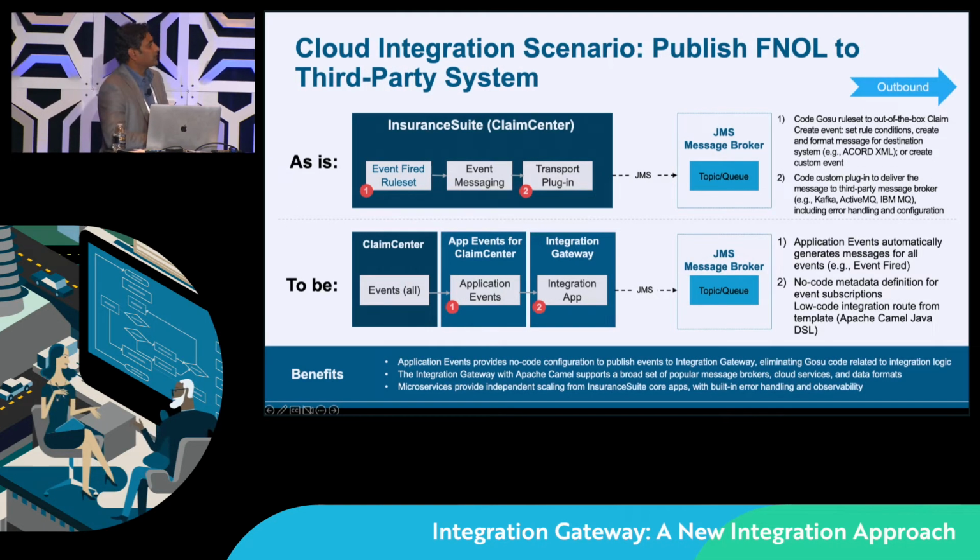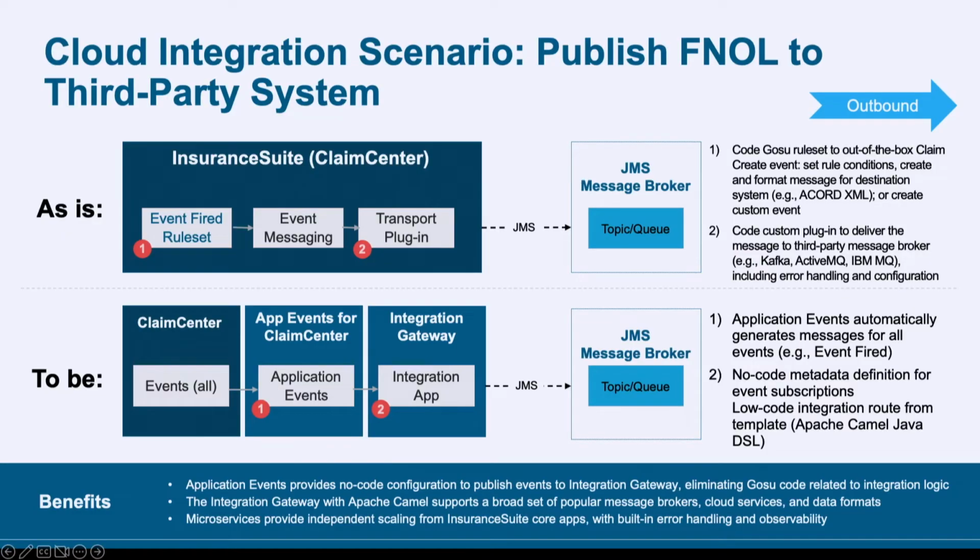This is another example, an outbound integration. We have two cloud integration components here. Again in the as-is code, you're writing a bunch of code to create custom events you want to fire when something happens, and then more code to write the transport plugin to send those messages to the vendors or the JMS broker here. With app events, it's very effortless because app events can automatically generate messages when these events happen. App events is doing a lot of heavy lifting for you.